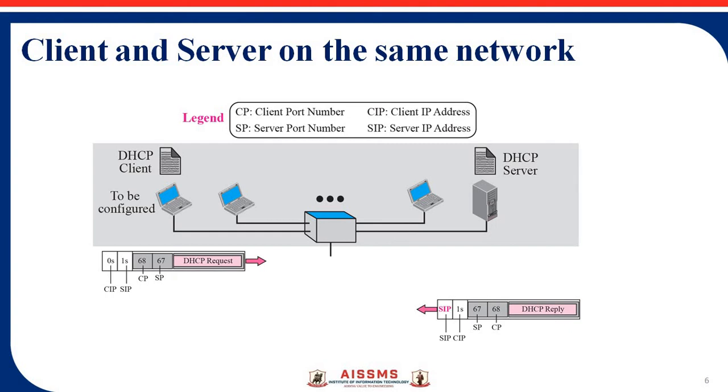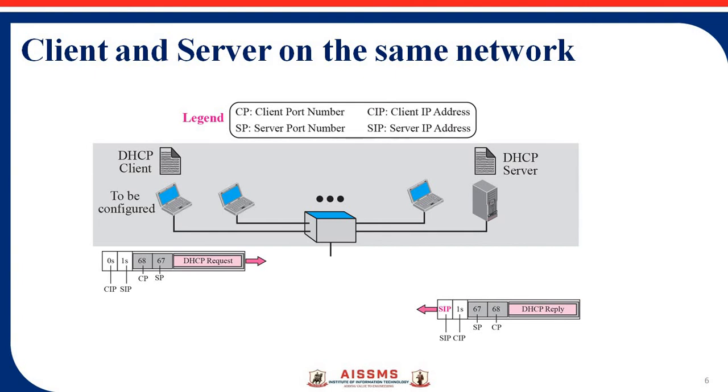Now the question is, how can a client send an IP datagram when it knows neither its own IP address nor the server's IP address? The client uses all zeros as the source address and all ones as the destination address.